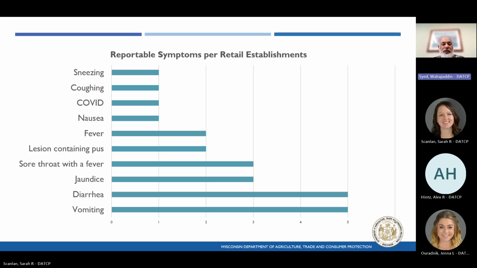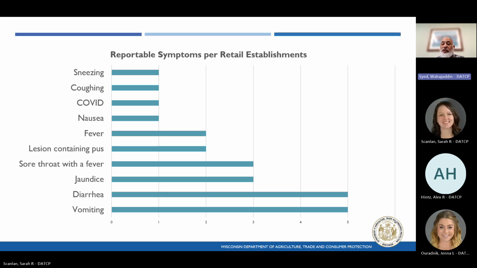All 5 establishments indicated that vomiting and diarrhea were reportable symptoms. Only 3 of the establishments require reporting of jaundice and sore throat with fever, and just 1 required reporting of a lesion with pus. The NEARS instrument asks whether managers inquire about which symptoms employees are experiencing when they call in sick, rather than just relying on the employee to state their symptoms.